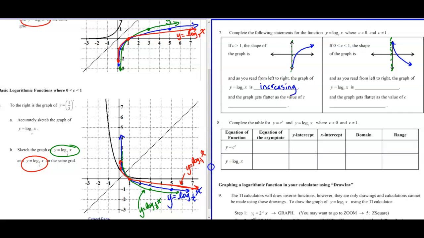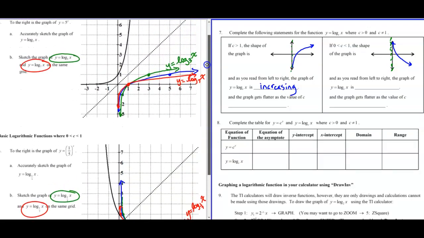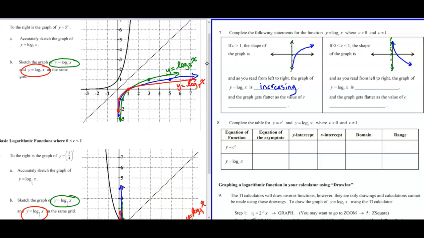And the graph gets flatter as the value of c increases. So what happens as the base gets bigger? We actually did that up here. Base of 3 was green, blue was base of 5, red was base of 7. So as that c value got bigger, the graph got flatter.